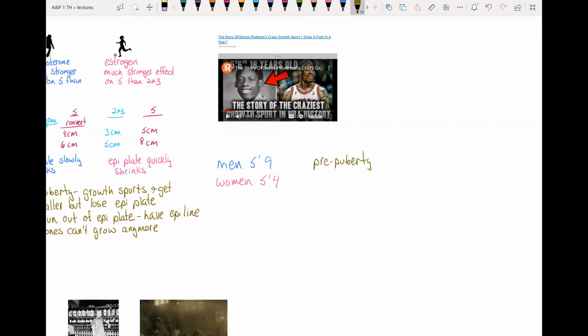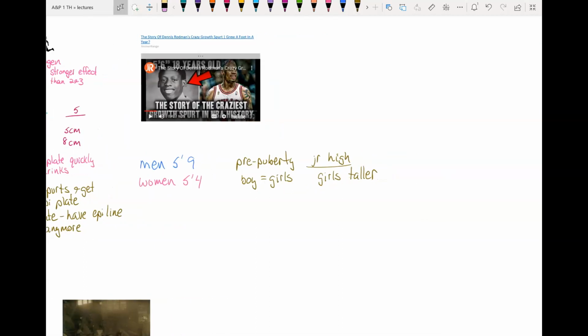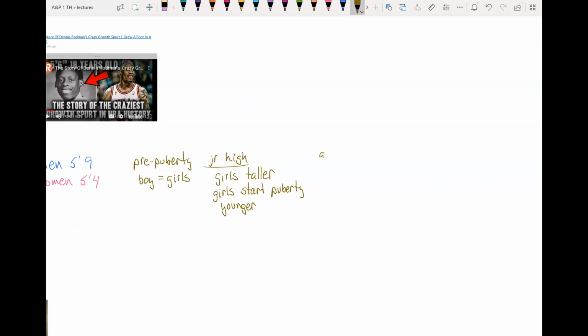We first think about pre-puberty. Pre-puberty, there's no difference in growth between boys and girls. They have the same growth. Then during puberty, if you think about junior high, usually in junior high, girls are taller. This is because girls start puberty younger. But then by the time you graduate high school, usually the boys are taller. Because the boys start puberty later, they get more years with growth hormone than the girls do. So boys are already taller when puberty starts.